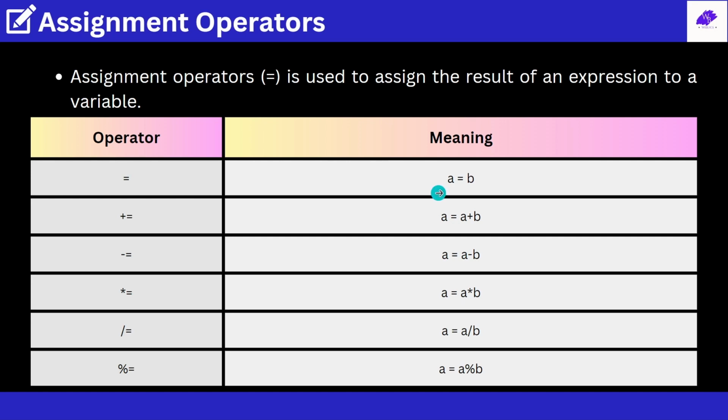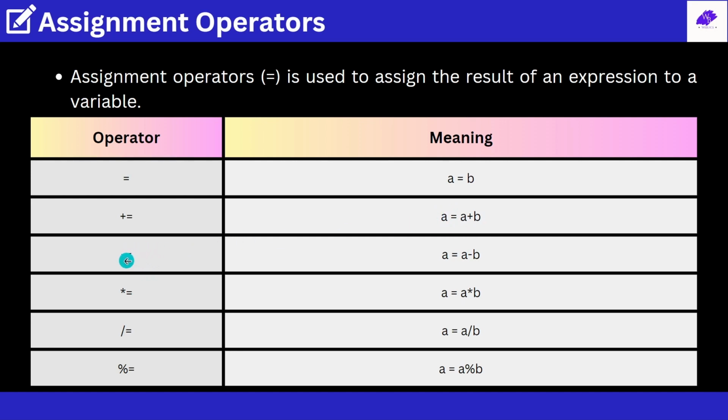So the assignment operator, equal to, is used to assign the result of an expression to a variable. As we understood by the name, assignment will assign a particular result to a particular variable. So first, equal to will store the value of b in variable a. Next is addition and then assignment, so in this case it will add the number to the operand which is on the left side.